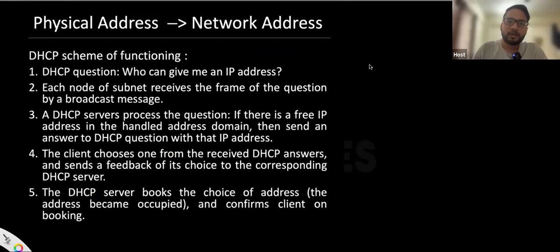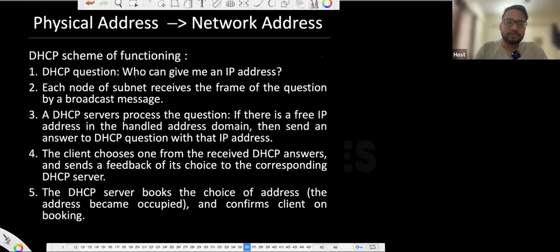Okay, so the DHCP scheme of functioning. These are things we have already discussed. DHCP, who can give me the IP address? This is the first question that DHCP asks. Then each node of the subnet receives the frame of the question, and all of them who can assign will reply. The client will respond to one of them, it will broadcast, and whichever server the client chooses will reply with the IP address. So that's how it is happening.